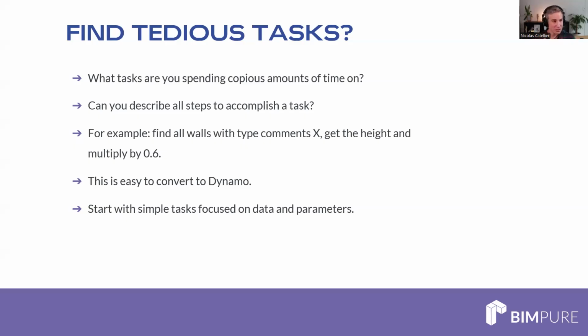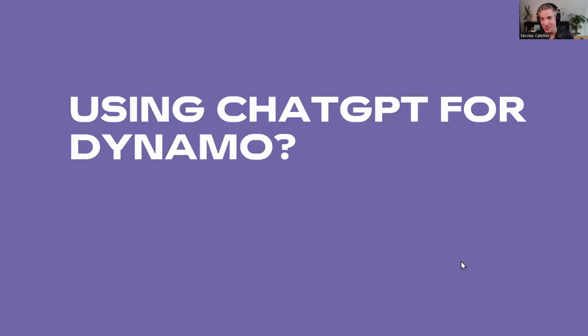If you can describe it in a series of very simple steps, especially if it involves data, like find all walls with type command X, get the height, and multiply by 0.6, in this case, it can probably be automated with Dynamo. Not everything can, for sure. But if you can find such a task in your job and think carefully about it, you can probably start to automate it with Dynamo. I recommend starting with data and parameters, before working with geometry, generating or modifying it. We'll talk about it in the final session, but it's an extra step of complexity. And you'll see today we'll talk about just moving data around and how easy it can be.